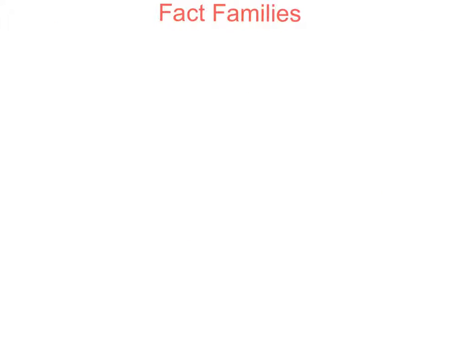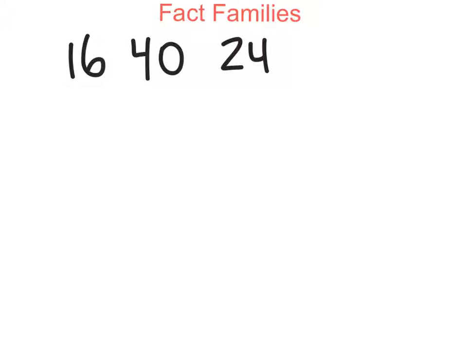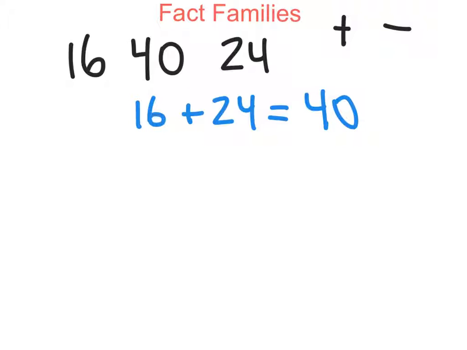Let's try this one. Here are some numbers. 16, 40, 24. Okay, so when we talk fact families, remember 2 addition and 2 subtraction equations. So my first one could be 16 plus 24 equals 40, and it does. And I could also write 24 plus 16 equals 40. Those are my 2 addition ones.